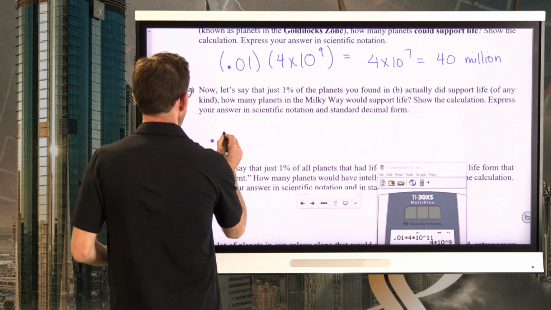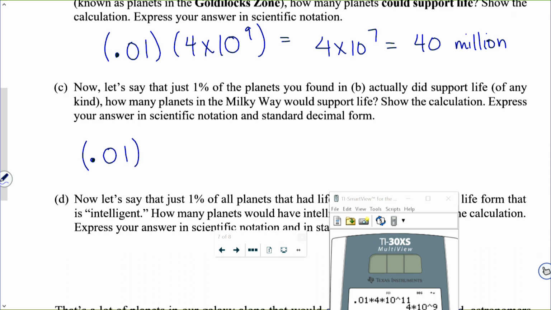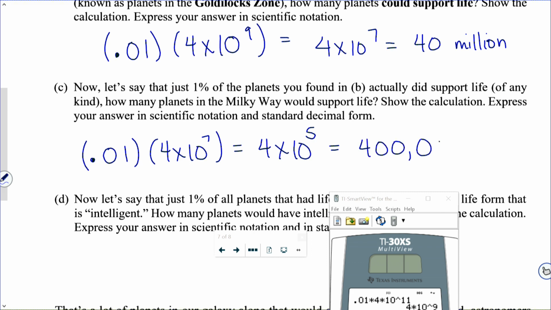So that's going to be 0.01 times 4 times 10 to the 7th. I think you've seen the pattern enough now to know that that would then be 4 times 10 to the 5th, which would be 400,000. All right.